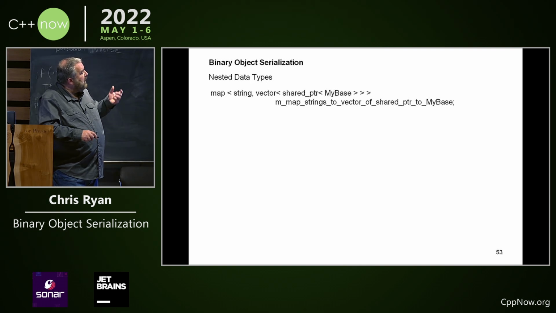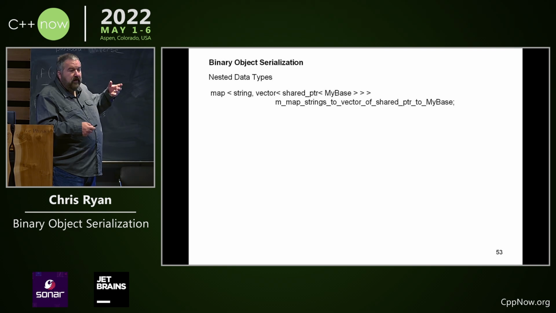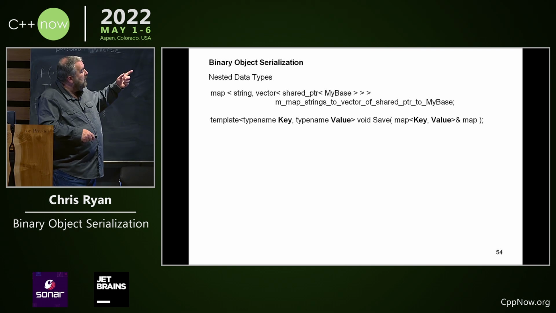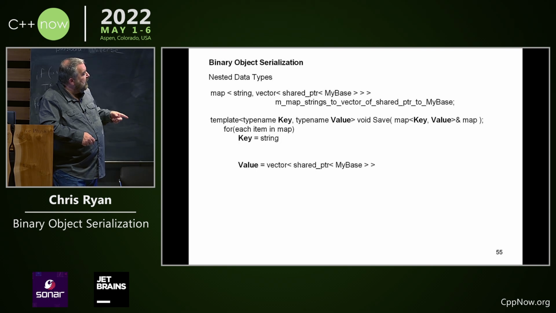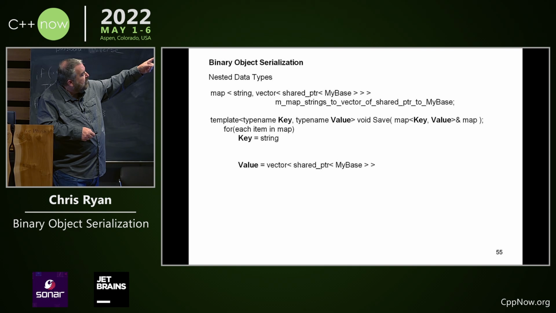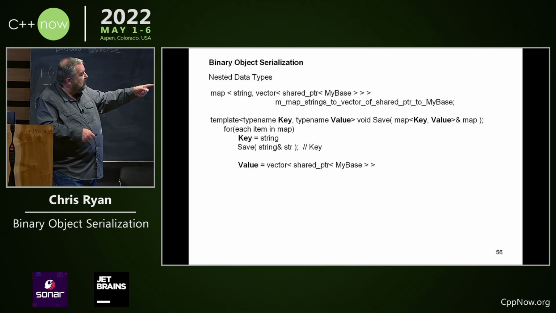Okay, so say you have a map between a string and a vector of shared pointers. The argument type deduction would go through and figure out at the top level that this is a template, a map between a key and a value. Each key is a string. Each value is a vector. Oh, I think I forgot to say that when I was reading that before. It's a vector of shared pointers. The string you can save, I have a function for that.